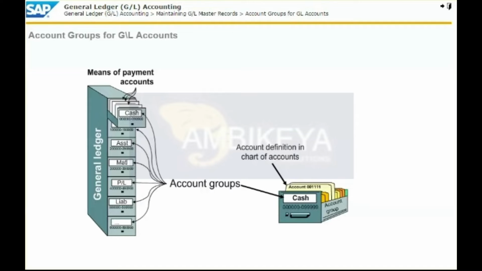Account groups also control the appearance of the company code segment of GL accounts. Account groups control the fields that are required for data entry, the fields that are optional for data entry, and the fields that do not show up at all in the company code segment.